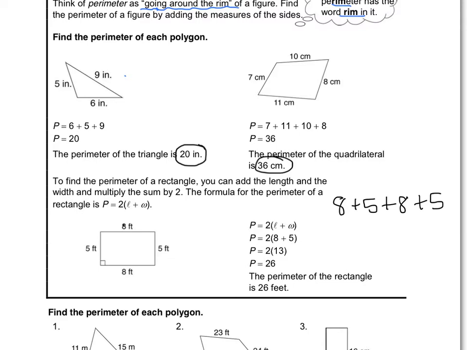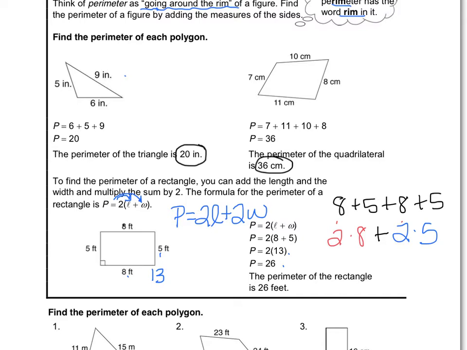Or I can pay attention and say, hey, look at that. I've got 2 8s right here, so 2 times 8. And then plus, I've got another 2 5s, 2 times 5. So you could do that perimeter equals 2 length plus 2w, or you can do 2 times the quantity of length plus width, meaning you add your length and your width together, 8 plus 5 is 13, and then you multiply that by 2 to get 26.